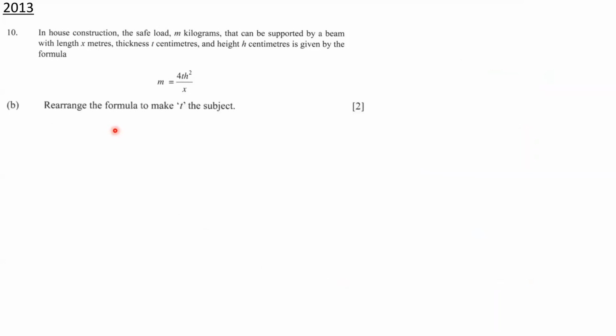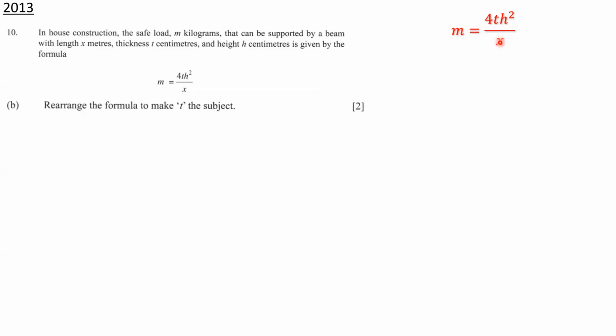It says, rearrange the formula to make t the subject. So we want t to be isolated. So we want t on one side and everything else on the other side. And so what can we do? Well, I did the same thing. I really wish I had cross multiplied. It would have been so much easier. I have m is equal to 4th. Sorry, m is equal to 4th squared all over x.